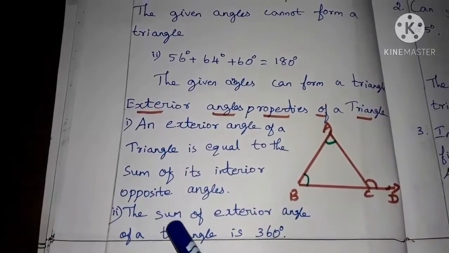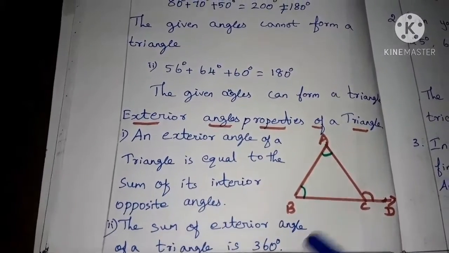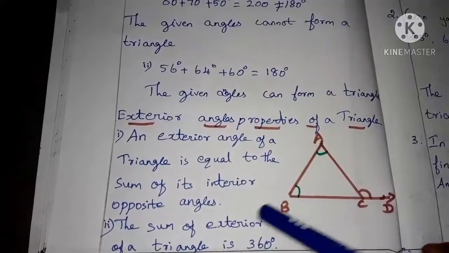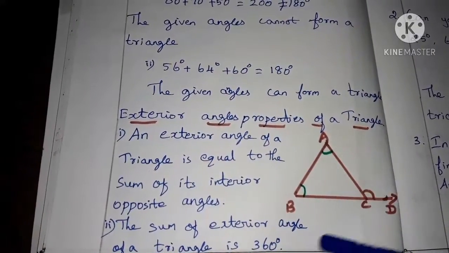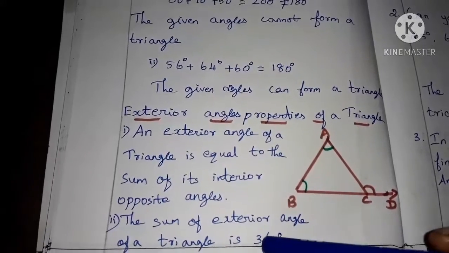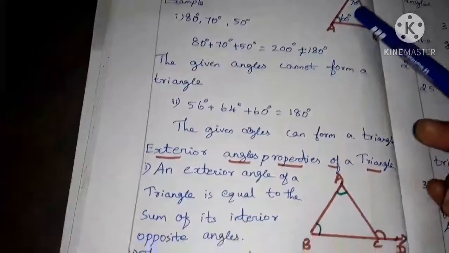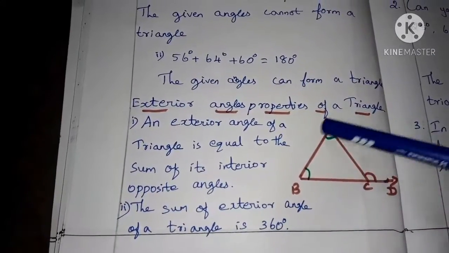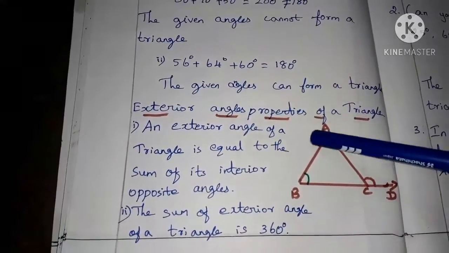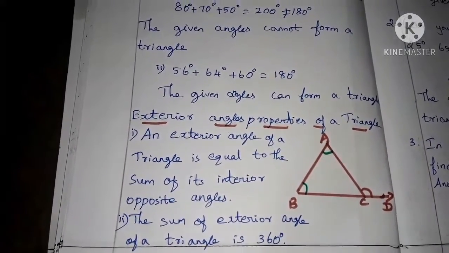The second one is that the sum of the exterior angles of a triangle is 360 degrees. We have to extend this side, and like this, this side too. The three exterior angles should sum to 360 degrees. We know the sum of the interior angles is 180 degrees. In the same way, if we extend the three sides, the sum of the three exterior angles should be 360 degrees.